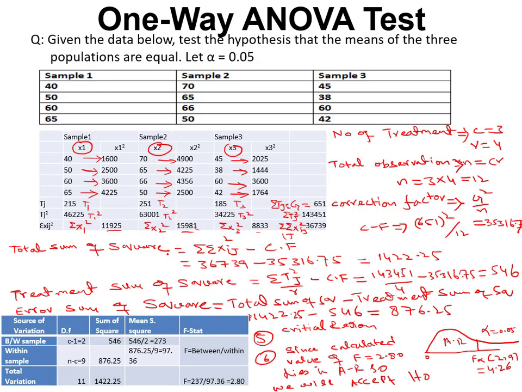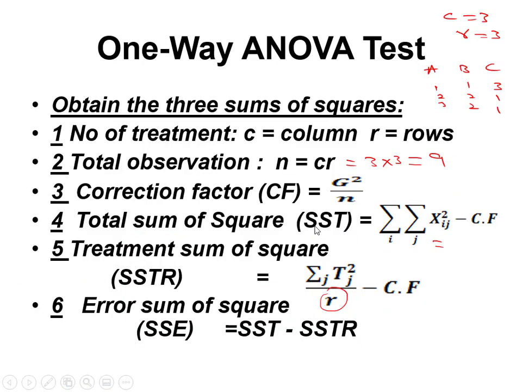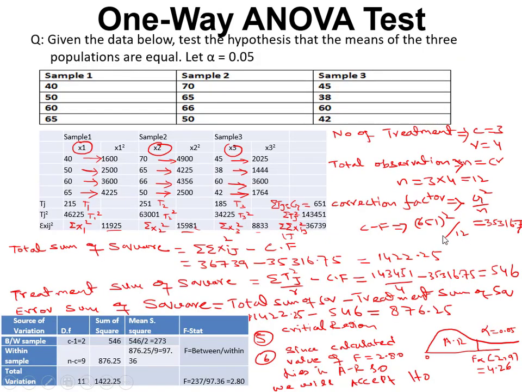In order to calculate the total sum of square, the formula is the double summation ij of xij square minus CF. We have already calculated CF, which is 35316.7. So the double summation, which is 36739, minus CF. So this is our total sum of square, which is also called SST.